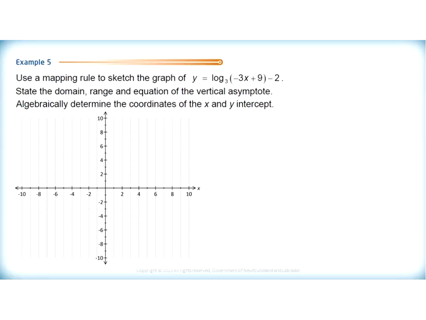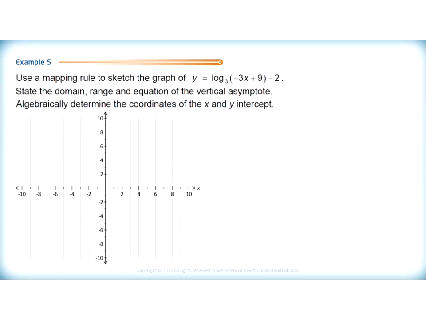In example 5, we are asked to use a mapping rule to sketch the graph of y equals the log of negative 3x plus 9 to base 3 minus 2. We are asked to state the domain, the range, and the equation of the vertical asymptote, and then we will algebraically determine the coordinates of the x and the y intercept.